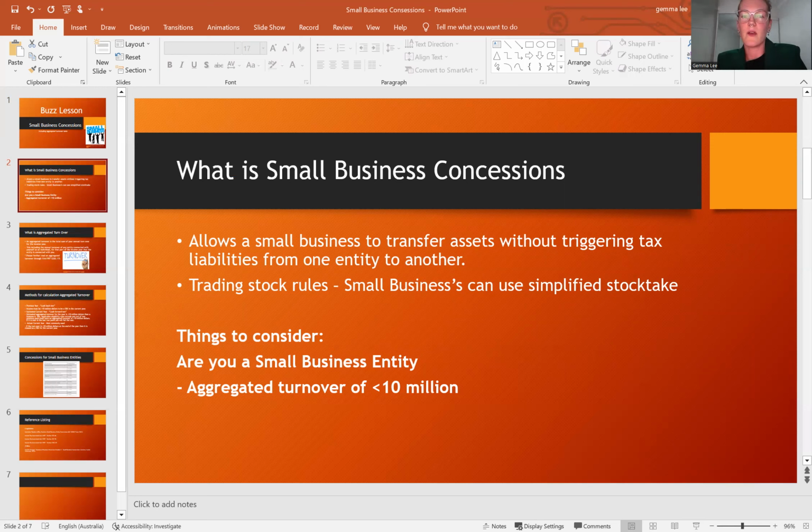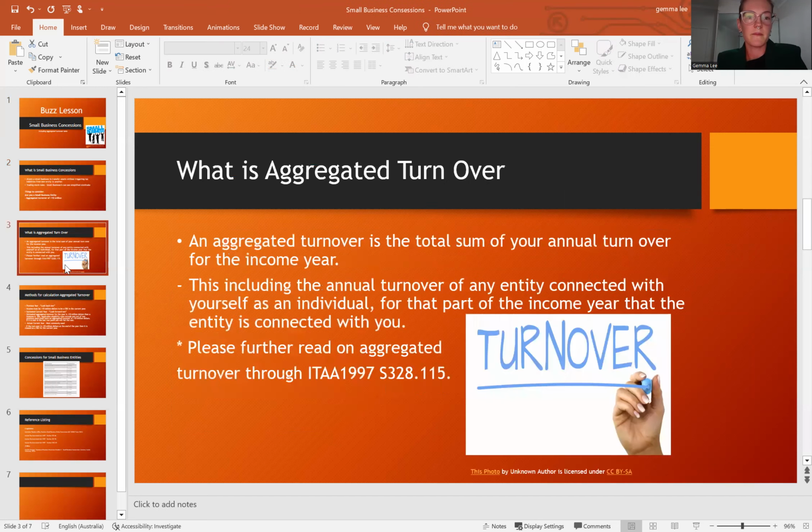Firstly, you need to consider whether something is a small business entity. This includes whether or not they are carrying on a business and have an aggregated turnover of less than $10 million. What is an aggregated turnover, you ask? Well, ITA 1997 section 328.115 has got you covered, but for now I'll explain.